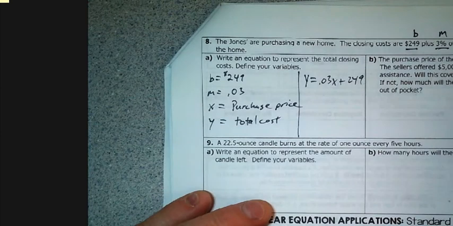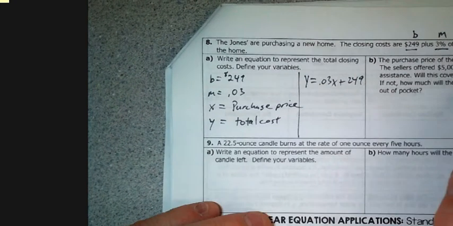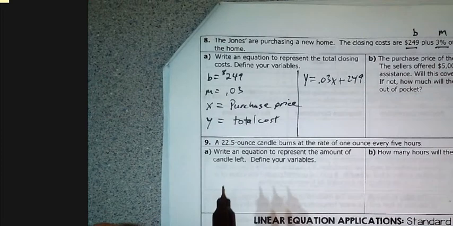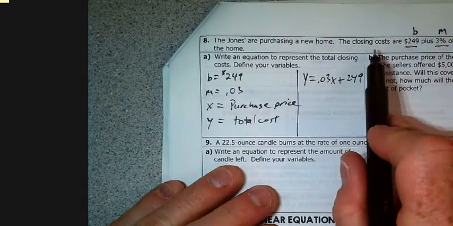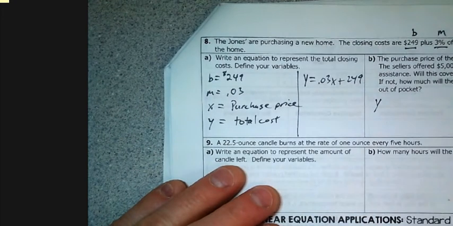195,000 equals 0.03x plus 249. All right. Now, this is your purchase price, but is this going to be the total cost that this person has to pay? Because what else are there? They have closing costs. So what is going to be? Y is just going to be over here by itself, right?